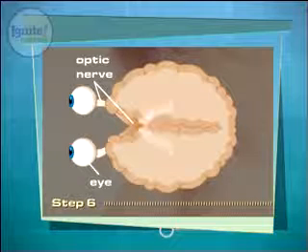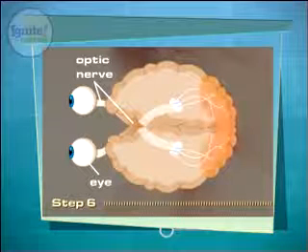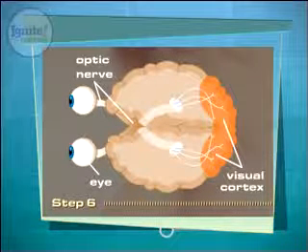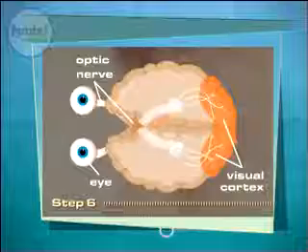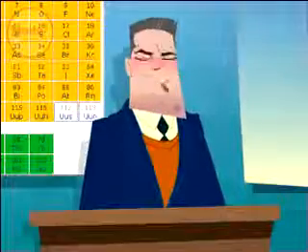The area in the brain where the visual information ends up is known as the visual cortex. The visual cortex compiles all the information sent to us from the eye and through the optic nerve. And this is how the brain lets us see the world.